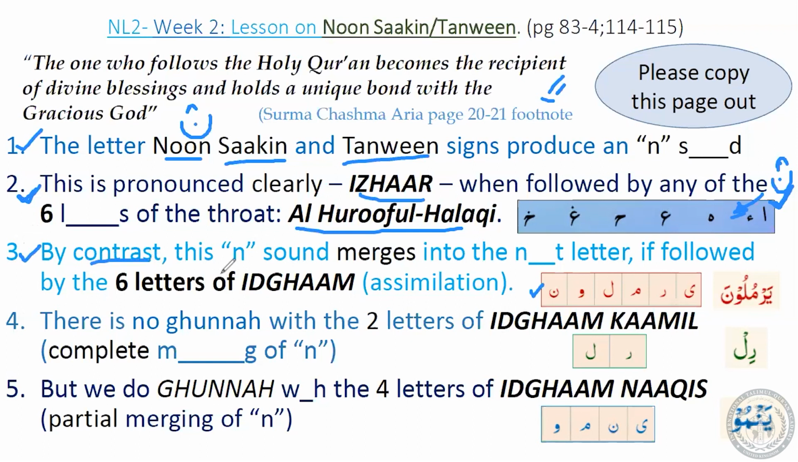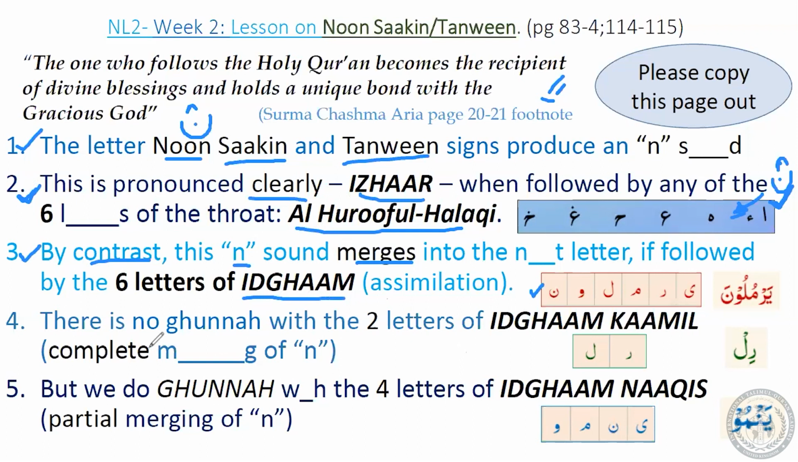Contrast. This N sound merges into the next letter if followed by the 6 letters of Idgham. Assimilation. Jazakumullah. Okay, mashallah. Well done. I won't ask you too many questions on this. So the few words we've been saying again and again this week are izhar, meaning reading clearly, and idgham, meaning assimilation or merging. And now we have established that there are 2 ways, so there are 2 types of idgham.